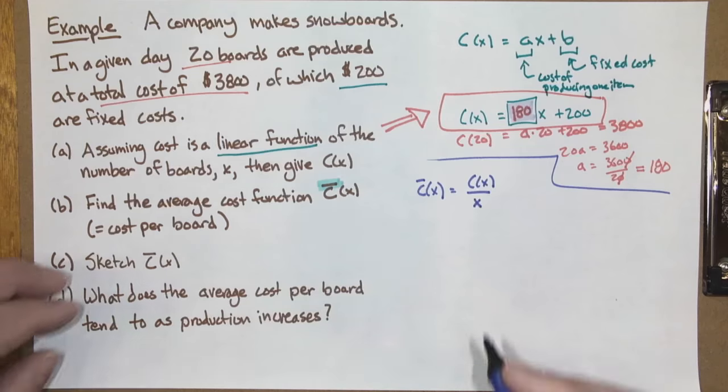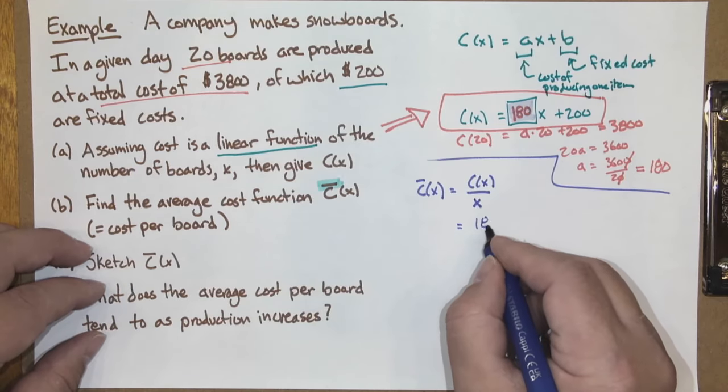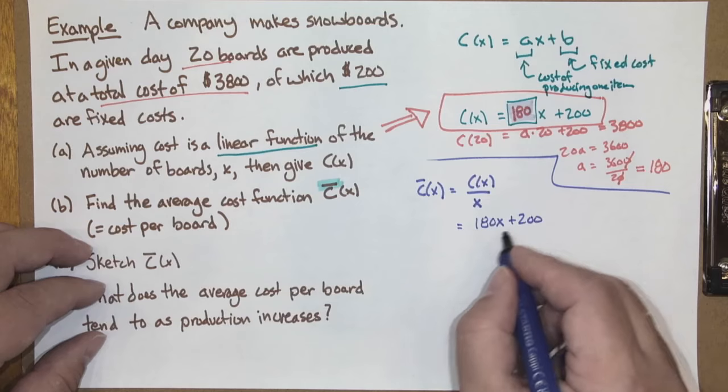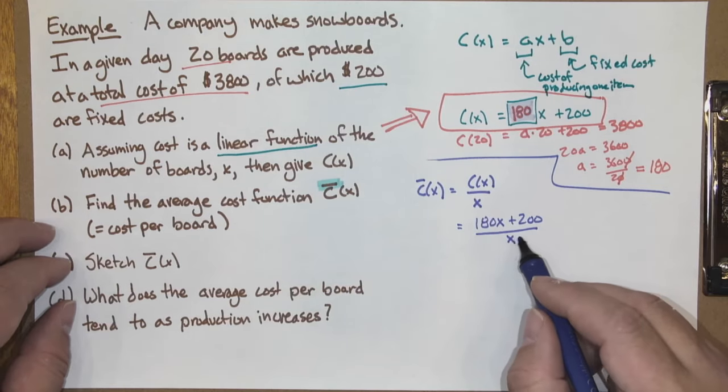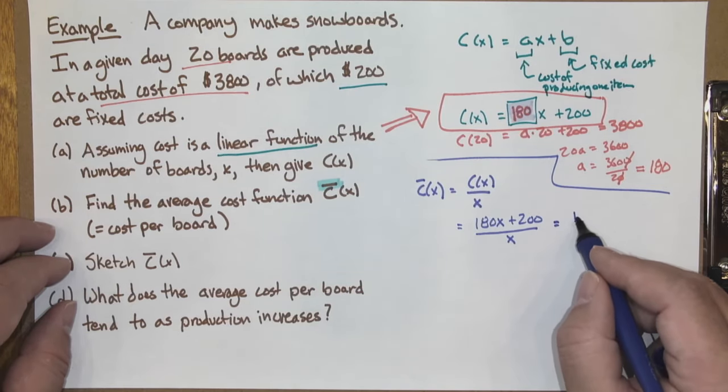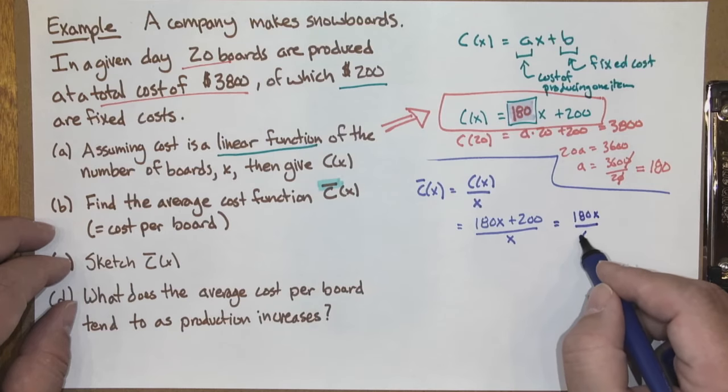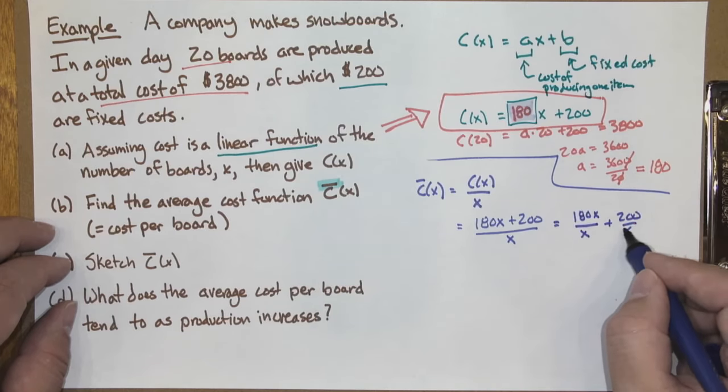Now for us, we know our cost function. So that becomes 180x plus 200 over x. And now you see, oh, this is why this connects to what we talked about last time. Upstairs, polynomial, 180x plus 200. Downstairs, polynomial, x. So this is a rational function. Now there's another way we can write this, because we can take the denominator and put it under each term separately. So 180x over x plus 200 over x.